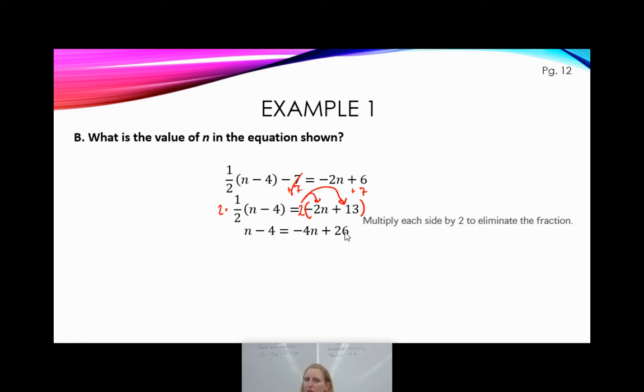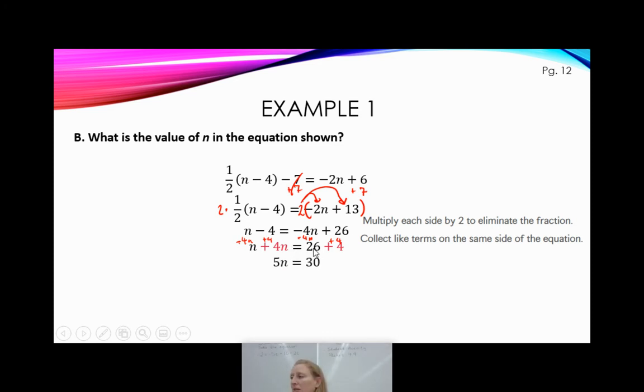Again, I have variables on both sides. So I'm going to collect my like terms on the same side of the equation. I'm going to add my 4n to get rid of that and put it on the other side. But I'm also going to add 4 to collect it over on this side. And you'll see what I mean here. There we go. That's prettier. 1n plus 4n, of course, gives me 5n, and 26 plus 4 gives me 30. And now it's easy. If I divide both sides by 5, I find out that n is 6.